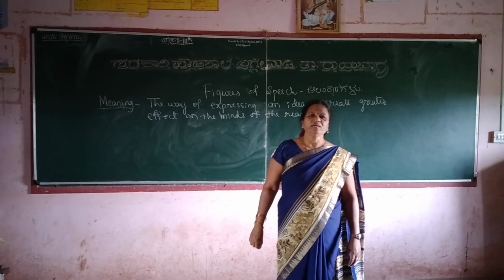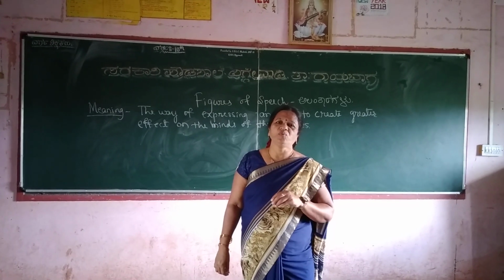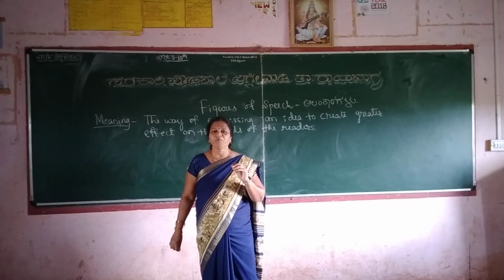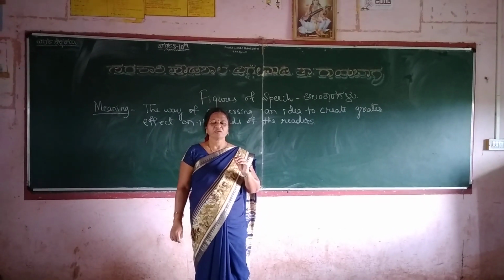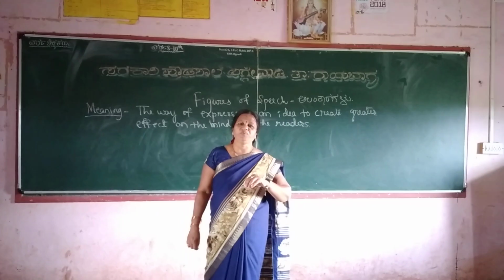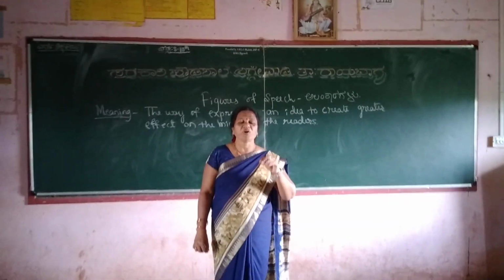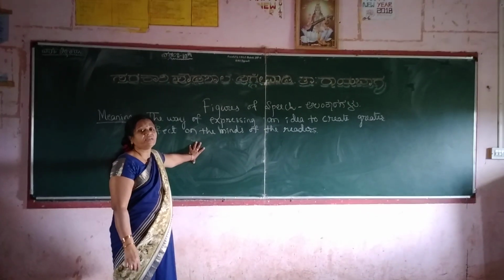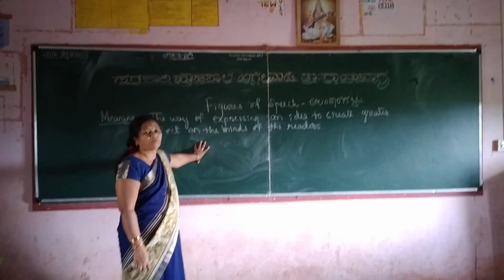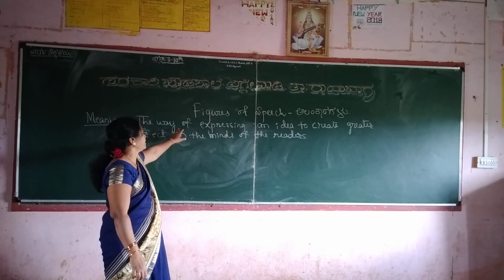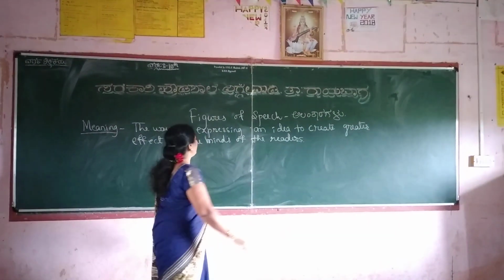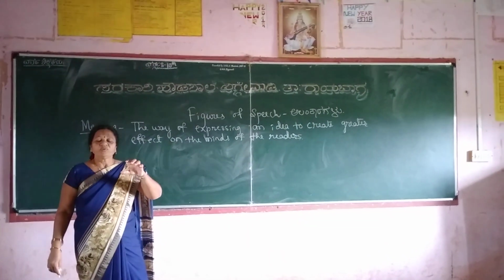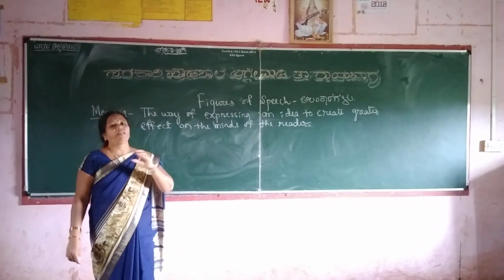Why do you get ready? You want to look smart. You want to look beautiful. Why do you want to look beautiful? Because when others see you, they think you are so smart, so beautiful. That is why in Kannada we call that alankara. Sringara, in English we call it figures of speech. Why do we use figures of speech in languages? To add beauty to the language.